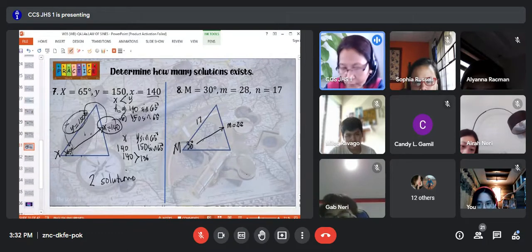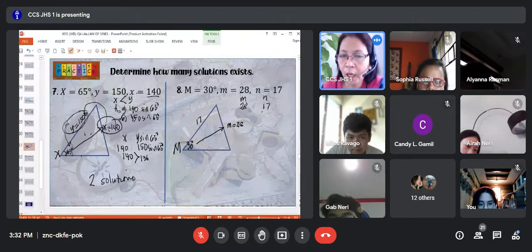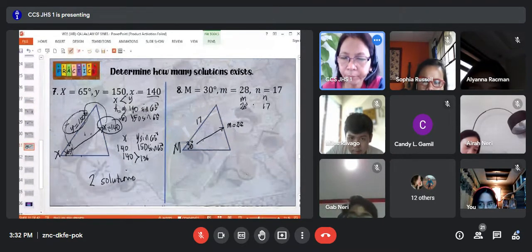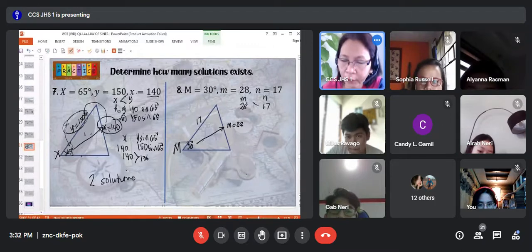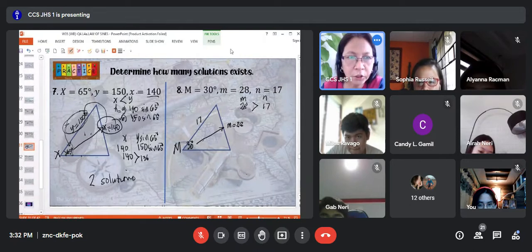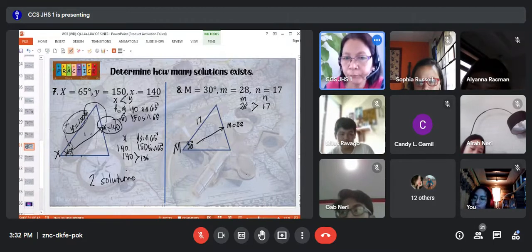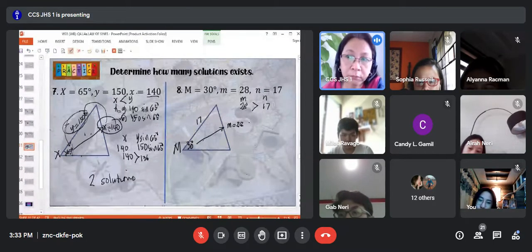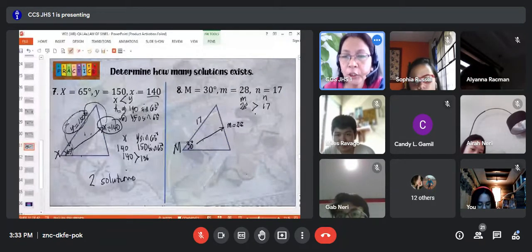M compared to N. 28 versus 17. Less than or greater than? Greater than. I changed my data. I discussed the other section, I changed the data in your section. Okay. Greater than. Do we need to solve for H? When greater than, no need. Okay. So how many solutions are there?